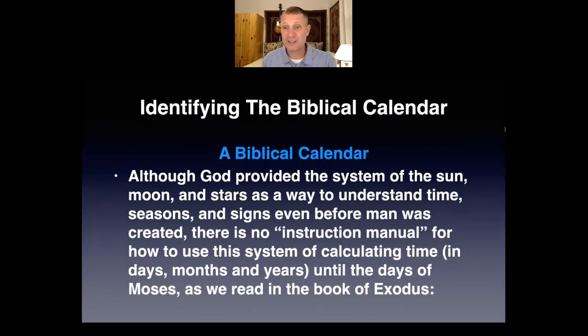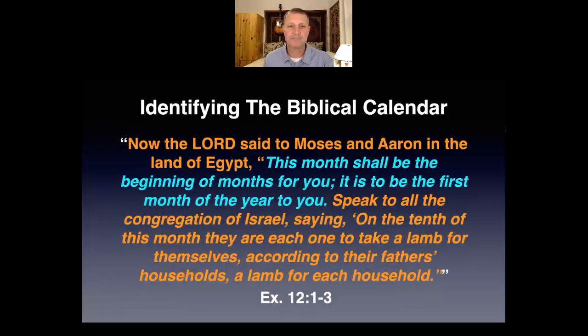Although God provided the system of the sun, moon, and stars as a way to understand time, seasons, and signs, even before man was created, there is no instruction manual for how to use this system of calculating time in days, months, and years until the days of Moses, as we read in the book of Exodus.